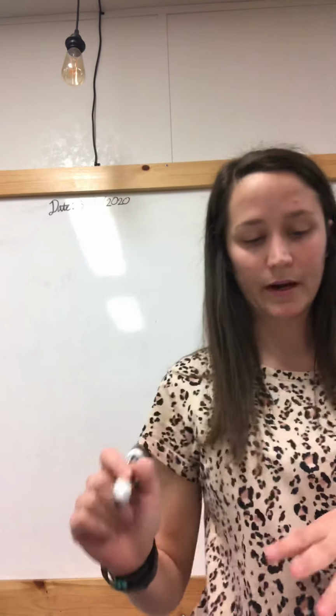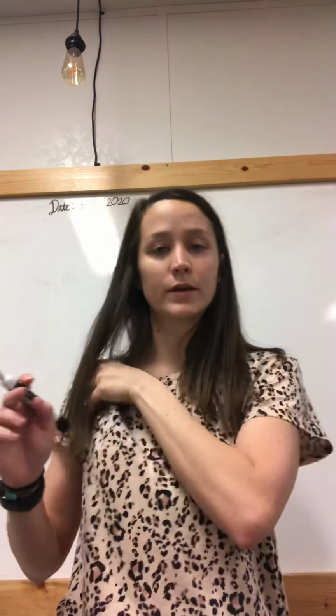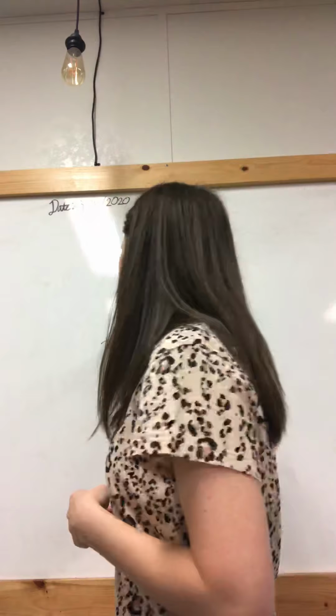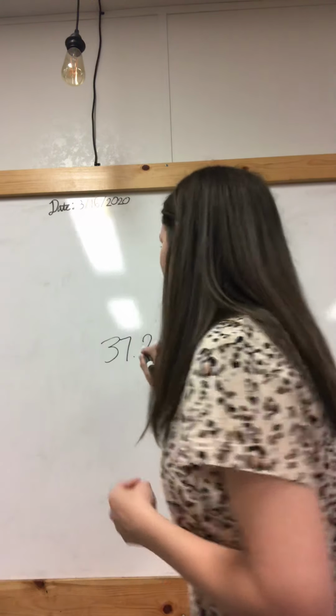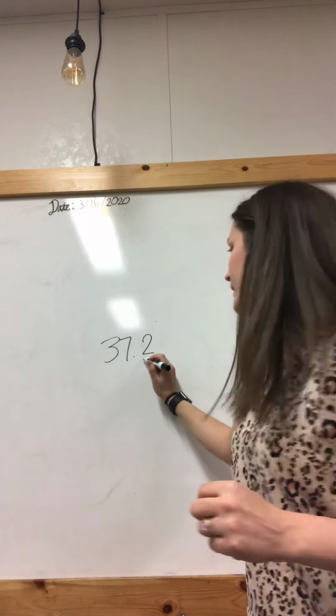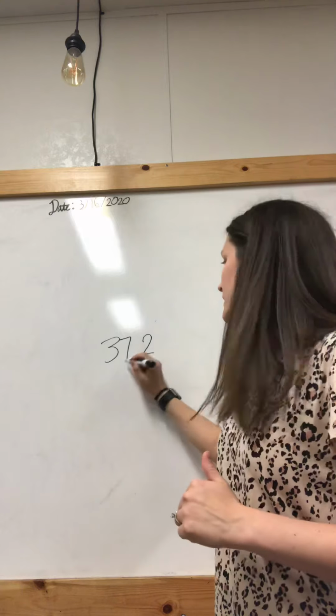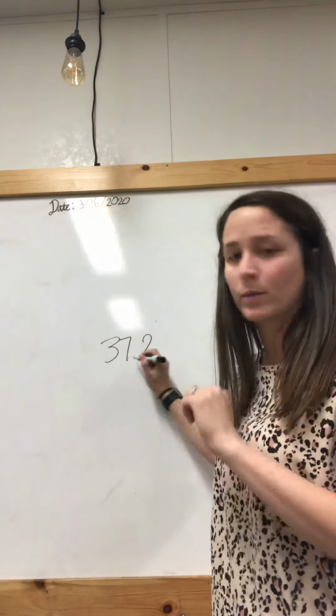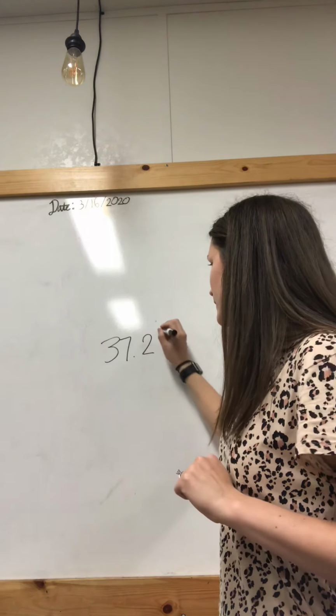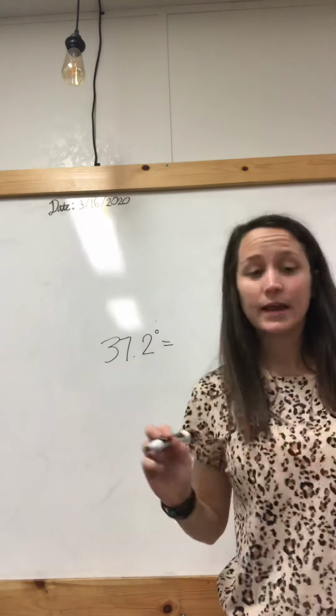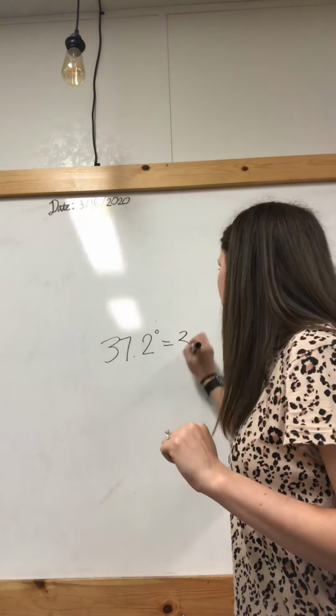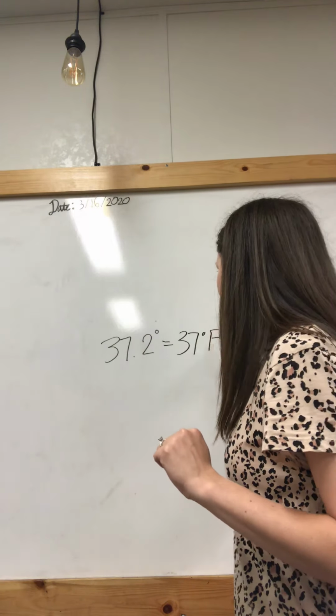All right, so now you guys are going to do number 2, and this says round to the nearest whole degree, okay? So remember, whole degree is a whole number. So if it says 37.2, you look at this 2 right here, and if it is 5 or more, this number right here goes up, or if it's 4 or below, it stays the same. So 37.2 degrees would round to 37 degrees Fahrenheit.